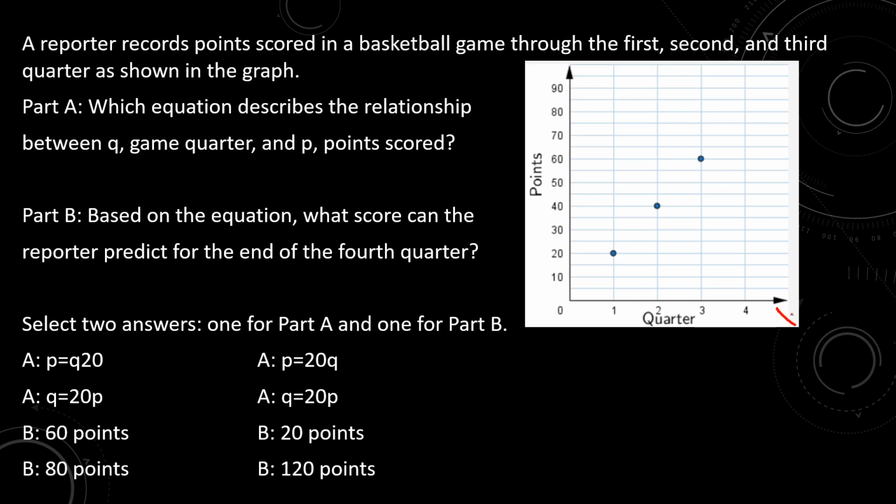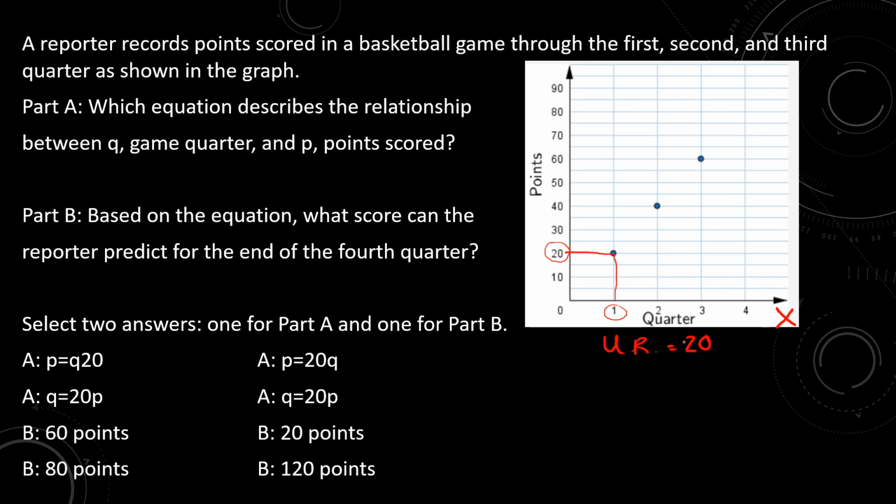So here, if I look at my graph, I have X over here. This graph will tell me my unit rate. When I follow my 1 for my X up to my point and then back to my Y-axis over here, I get 20. So this means that my unit rate is going to be 20.